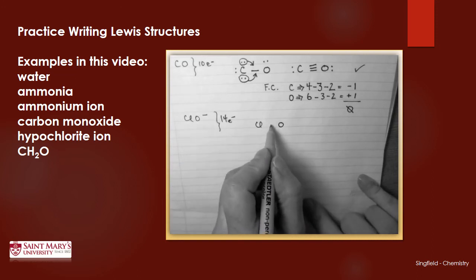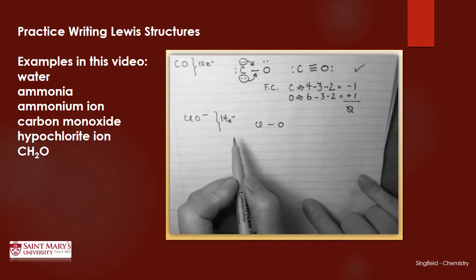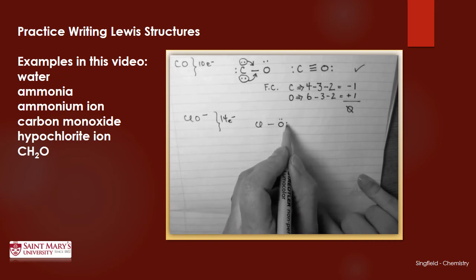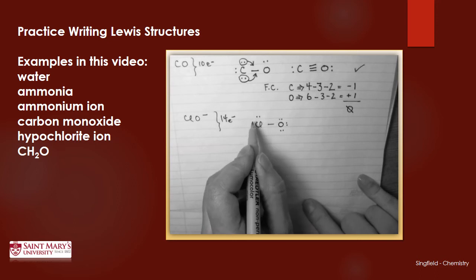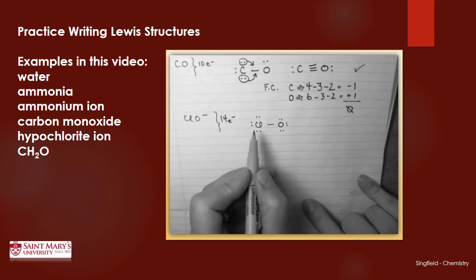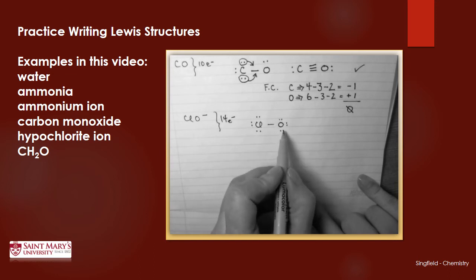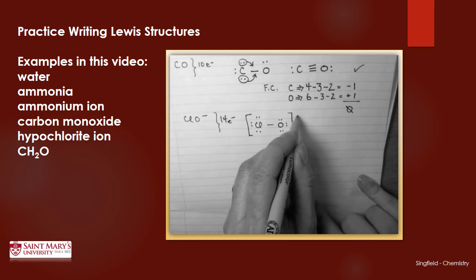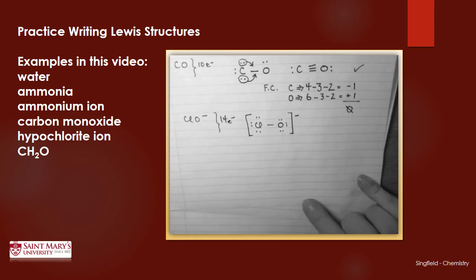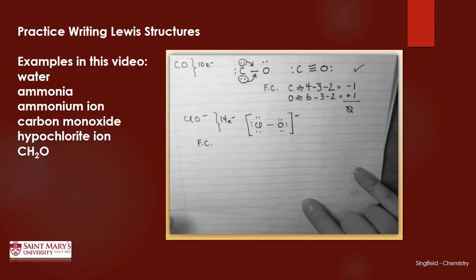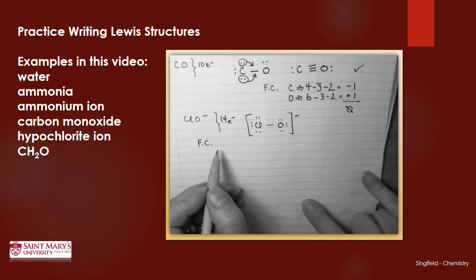And I'll make a single bond, 2, and then I want to use up my 14 electrons. So I have 2, 4, 6, 8, 10, 12, 14. That looks great. I've got 2, 4, 6, 8 and 2, 4, 6, 8. It's an ion, so remember to draw the square brackets and to put the charge outside. And let's just see if the formal charge is as close to 0 as I can make it.